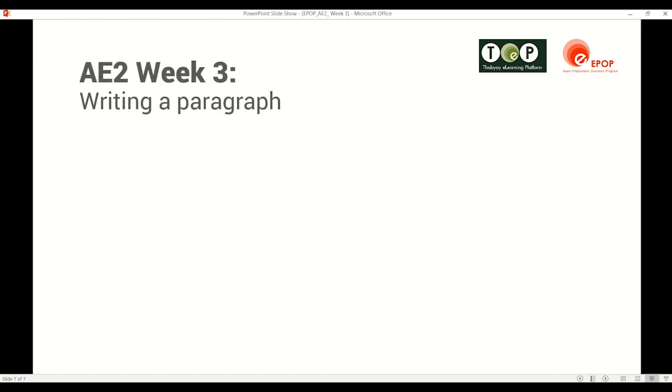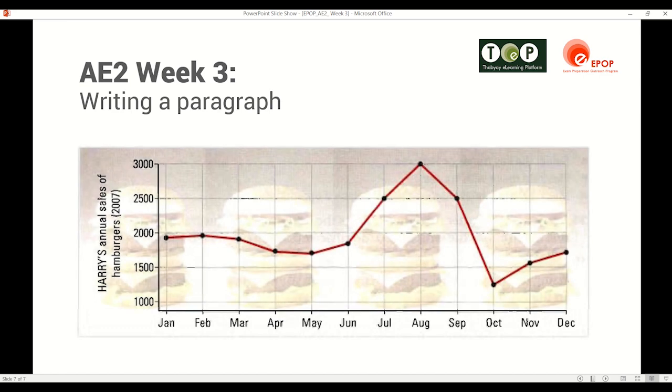So you'll see in the textbook this particular example of a graph. So I'm going to quickly provide you with a description of this graph using some of the phrases and nouns, verbs, adjectives, and adverbs that we've come across in this presentation. Okay, so to state the purpose, this graph shows the annual sales of hamburgers in 2007 at a restaurant called Harry's. And as an overview, it is showing how the sales of hamburgers is rising and falling from month to month during the year from January to December.